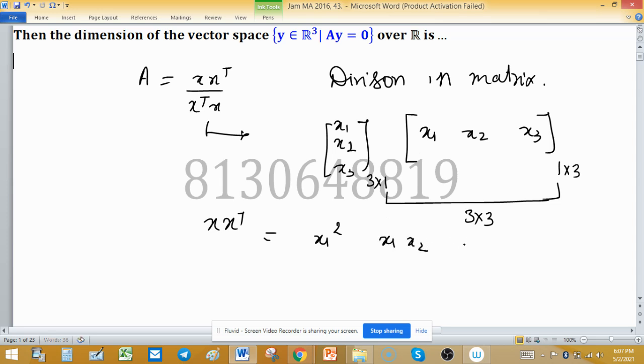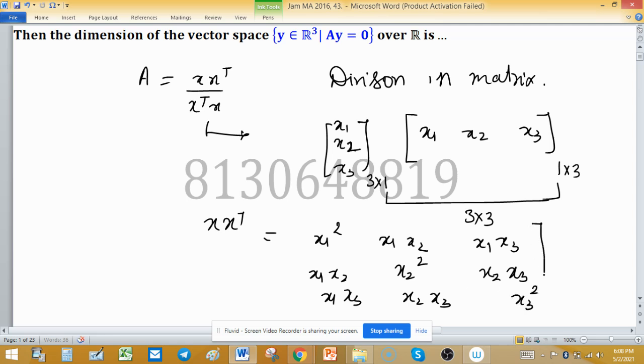x1 x2, x1 x3, and then x2 x1, which is x1 x2, x2 square, x2 x3, then x1 x3, x2 x3 and x3 square. In the diagonal entries you can check, this is x1 square, x2 square and x3 square.